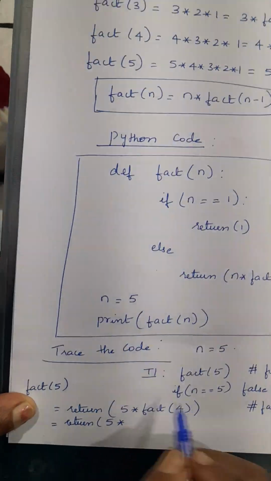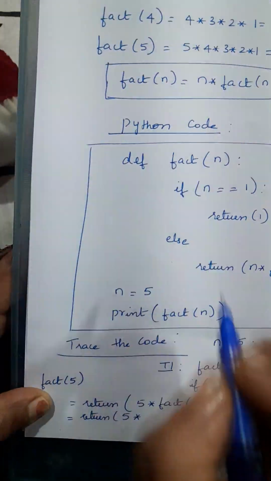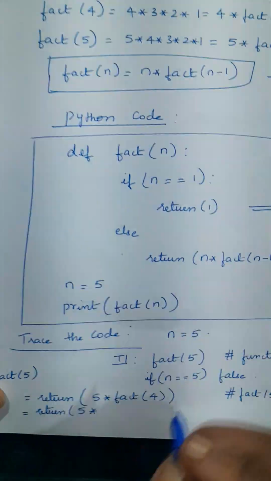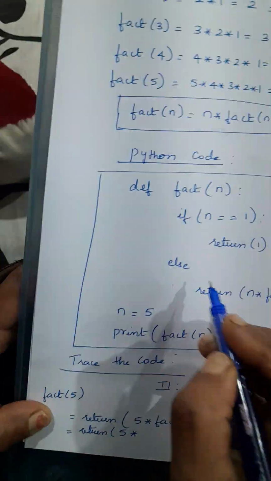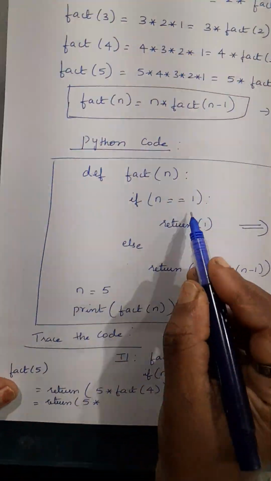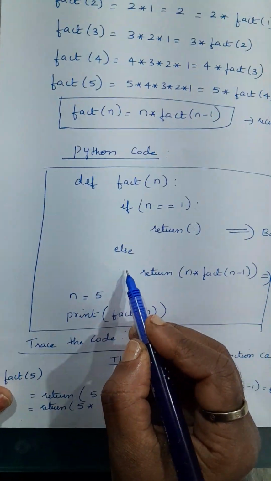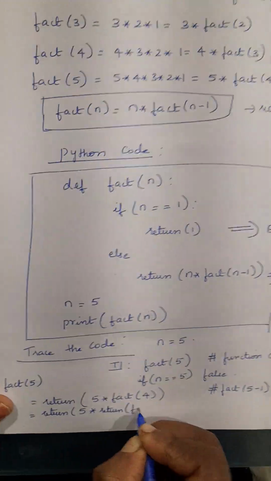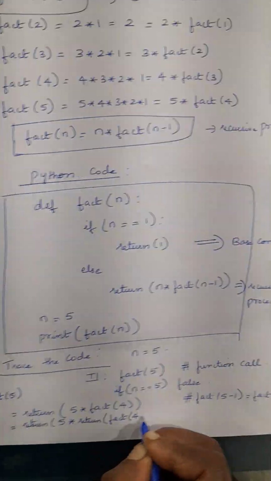Where does it go? It again goes back to the definition of the function. So the n value now becomes 4. Now it will come here. Is n equal to 1? What is the n value? It is 4. 4 is not equal to 1. So it moves to the else part. So now what is there? It is again return of fact of 4.